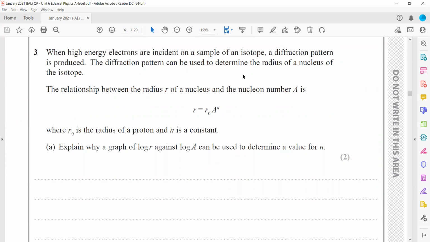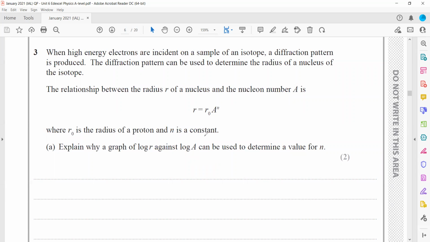When a high energy electron is incident on a sample of an isotope, a diffraction pattern is produced. The diffraction pattern can be used to determine the radius of a nucleus of the isotope. The relation between the radius of the nucleus and the nucleon number is shown, where R naught is the radius of a proton or neutron and is constant. Explain why the graph of log R and log A could be used to determine the value of n.